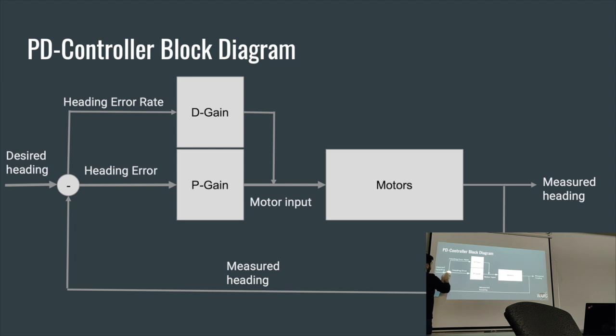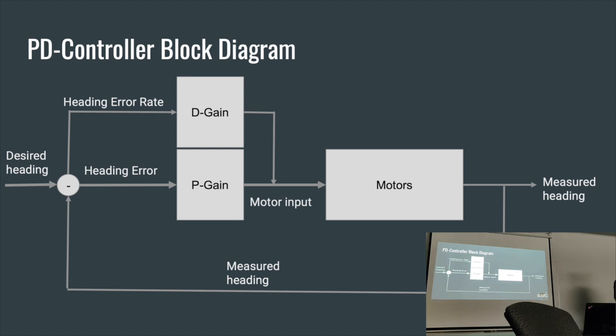On top of that, we also take the error and we calculate the heading error rate based on the value of heading error that we stored previously. We multiply that by our derivative gain, and then we also add that onto the motor input. So the motor input is a combination of the output of these two controllers. The motor does its thing, it moves, it steers the vehicle, and then we get a new measured heading, and we go back and we repeat.